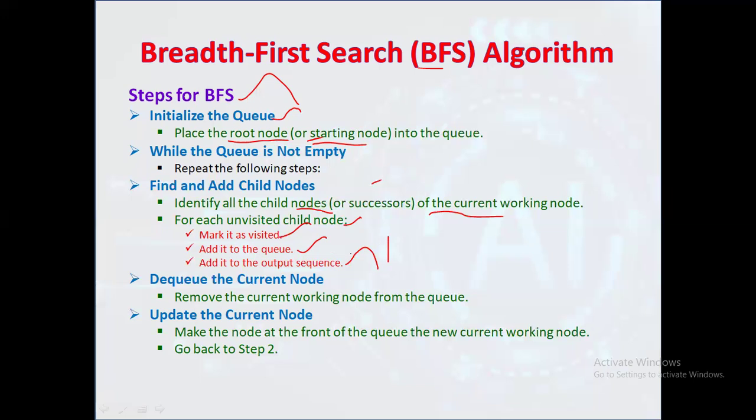After doing this, we have to dequeue the current node. Dequeue means we have to remove the current working node from the queue. Then we have to update the current node. In this updating, we make the node at the front of the queue the new working node. And we go back again to step 2.